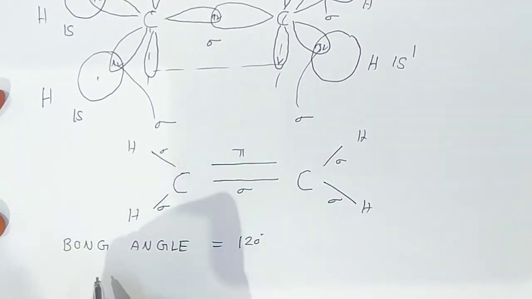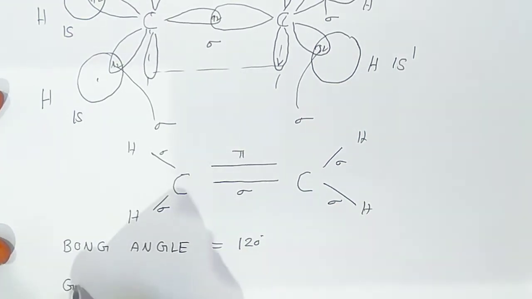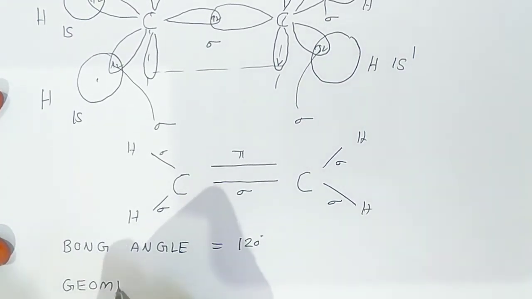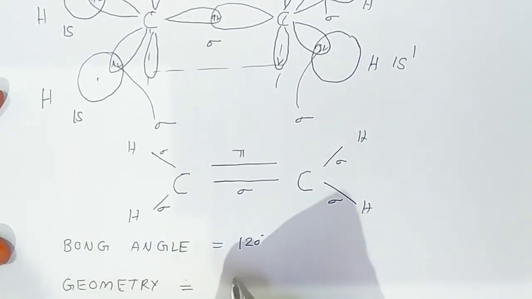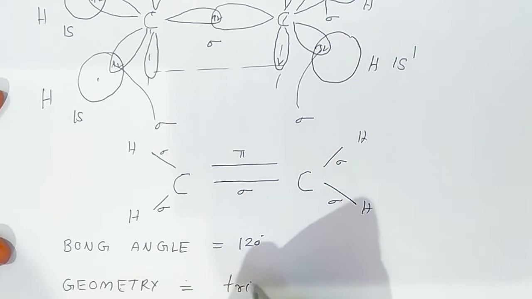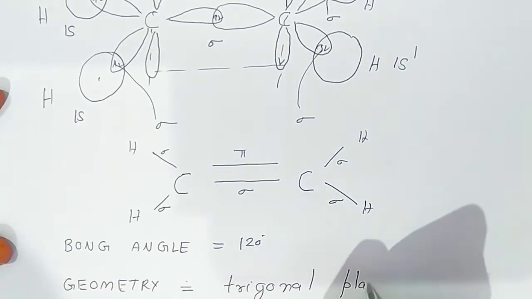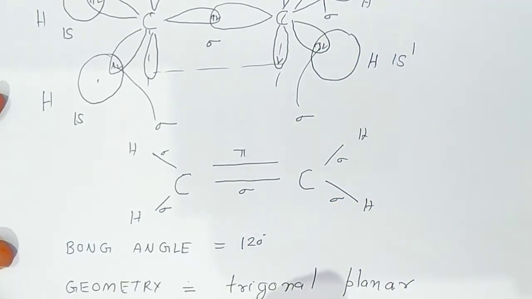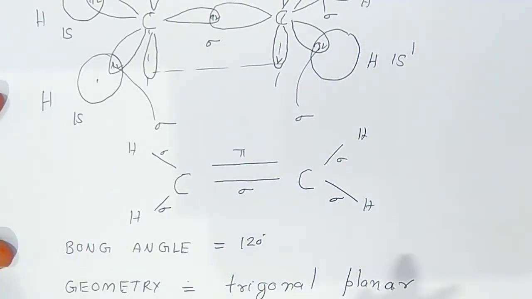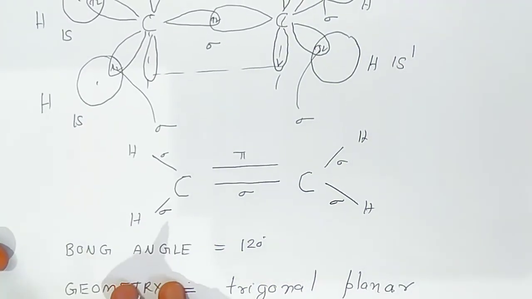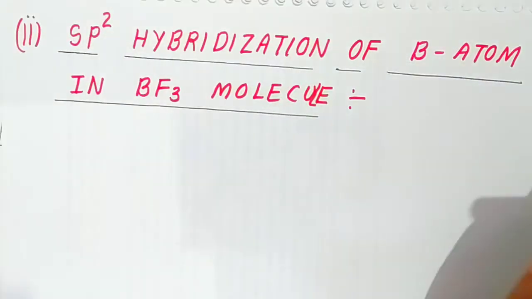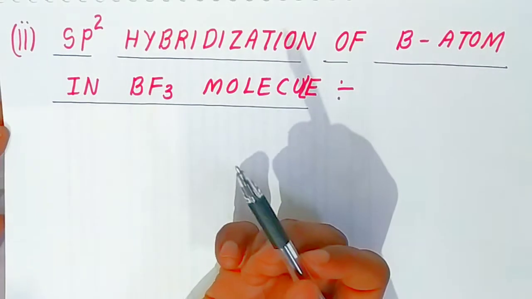And when you see the geometry, students, it is triangular with planar geometry. The structure you can see is a planar geometry. When you see the geometry, it is trigonal planar. So this is all about, students, sp2 hybridization in the ethene molecule. Okay students, now we are going to see the next molecule, the sp2 hybridization of boron in the boron trifluoride molecule.